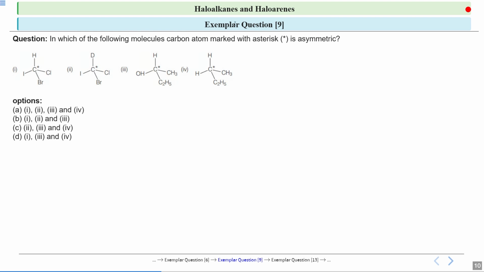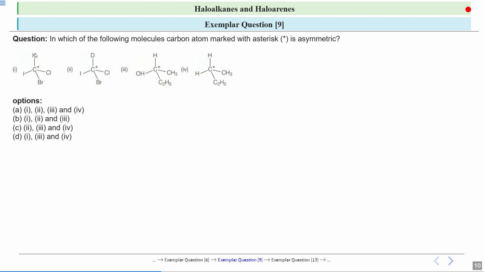Okay, let's see this question, the Exemplar question number 9. The question is, in which of the following molecules is the carbon atom marked with an asterisk, that is a star, asymmetric? So we have been given 4 different molecules, and in these 4 molecules, one of the carbons is marked with this star, this asterisk sign, right? You have to tell in which of the following molecules the carbon is asymmetric. So the options are first, second and third, second, third and fourth, or first, third and fourth.